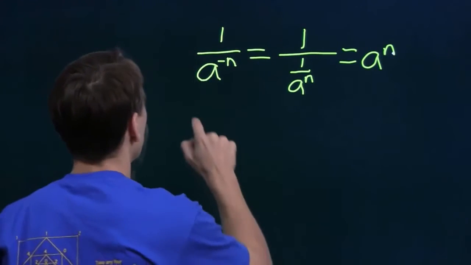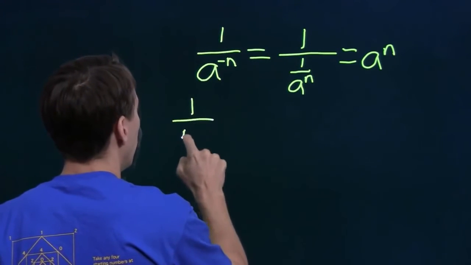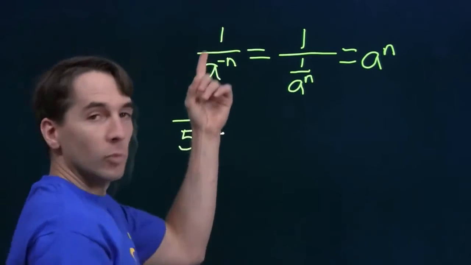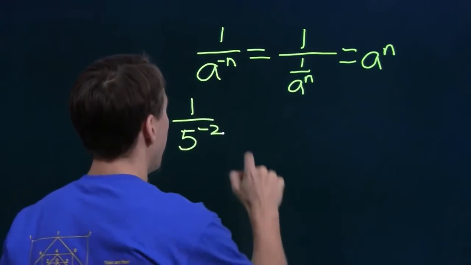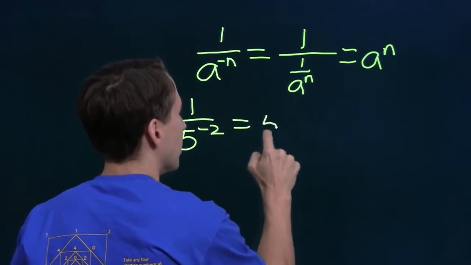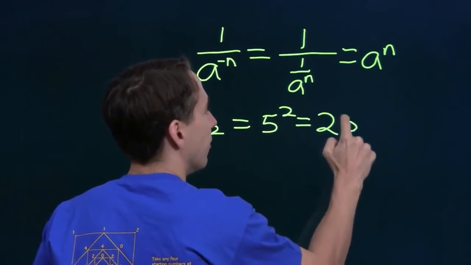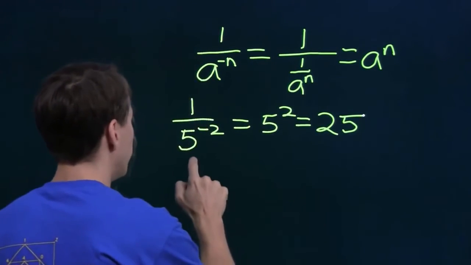We'll take a couple of examples here. 1 over 5 to the negative 2. Just look at our pattern here. 1 over 5 to the negative 2. That's just 5 squared. That's 25.